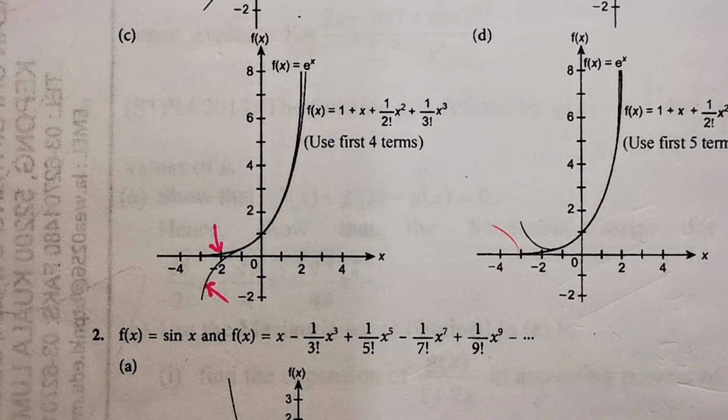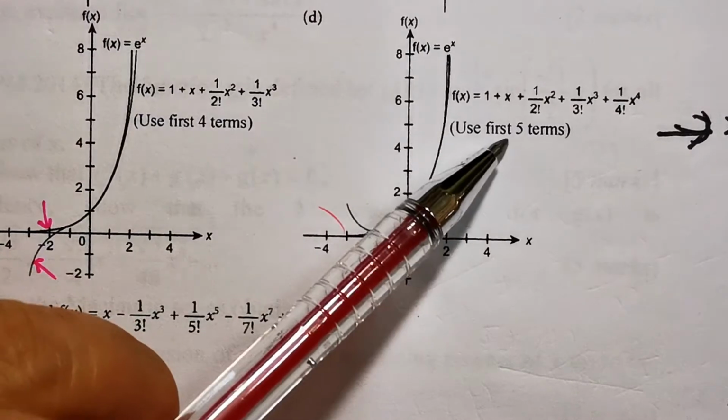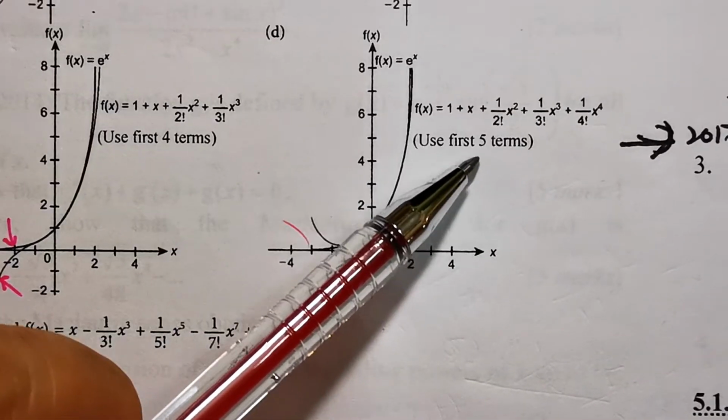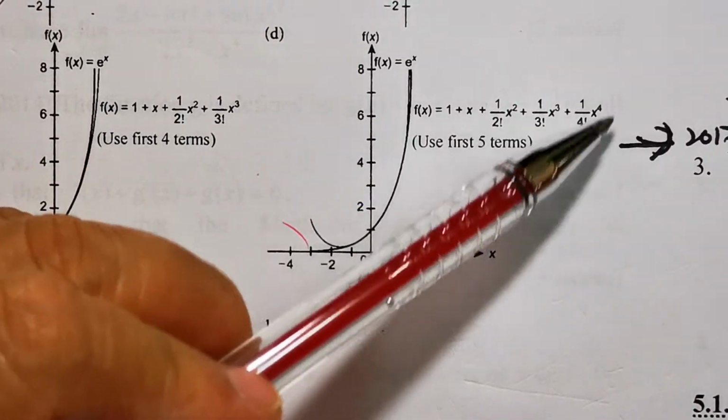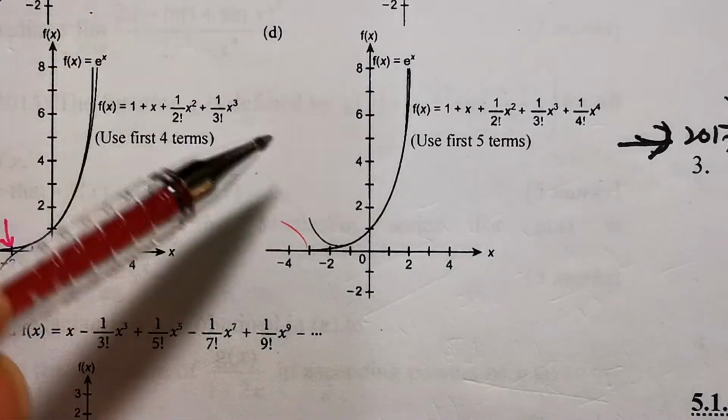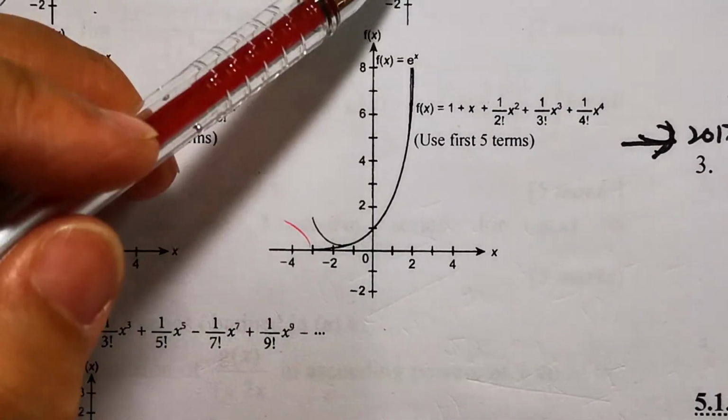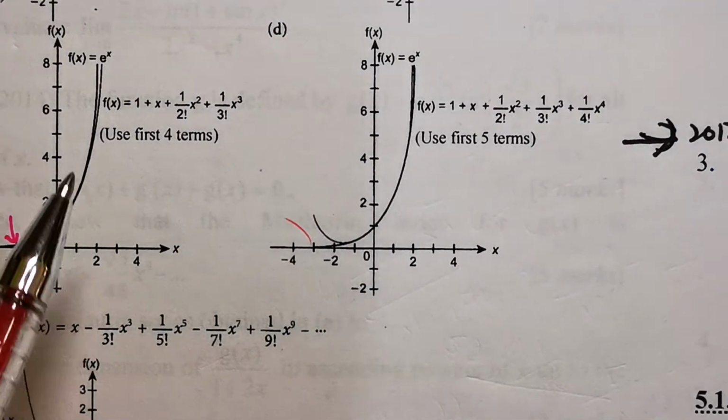Then we see one more. If we use the first 5 terms, you see, first 5 terms. Compare the first 5 terms, the quartic equation, to the actual function.